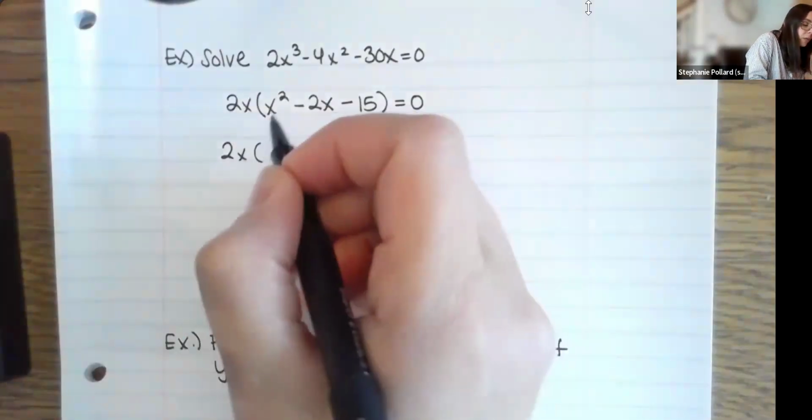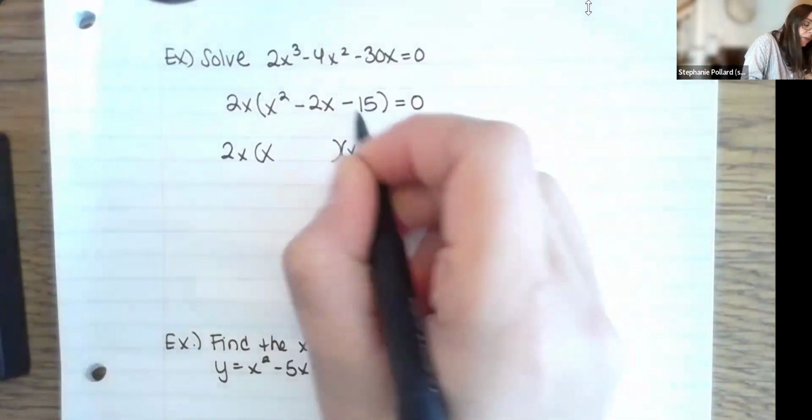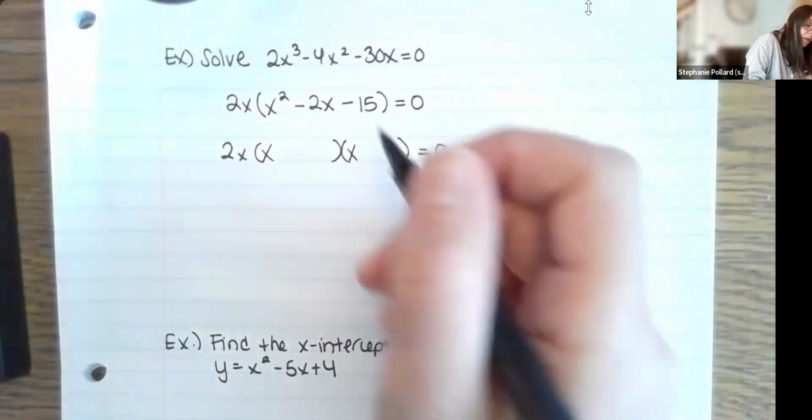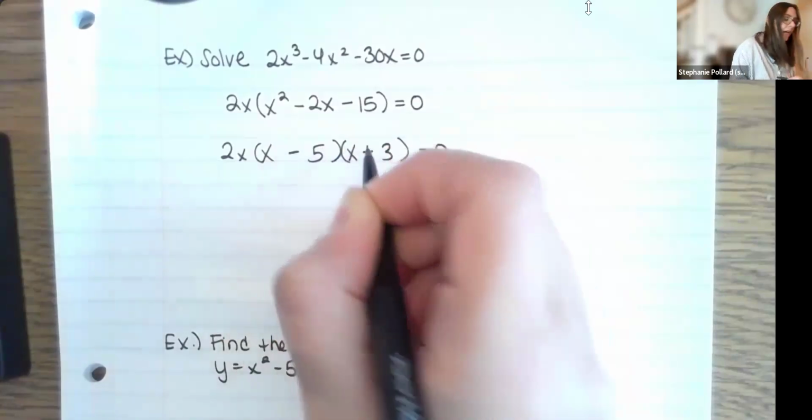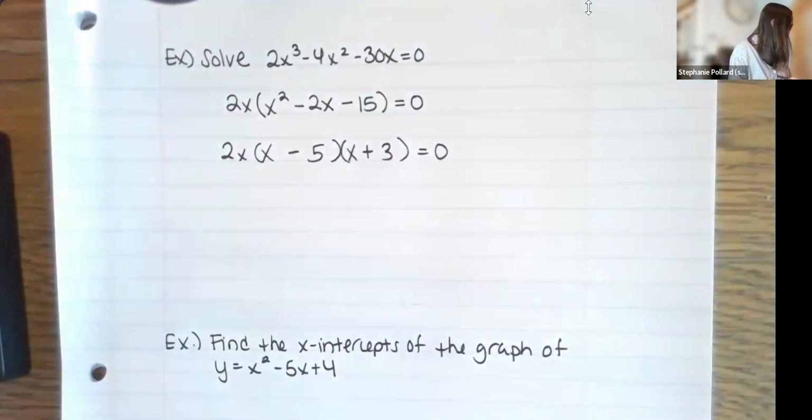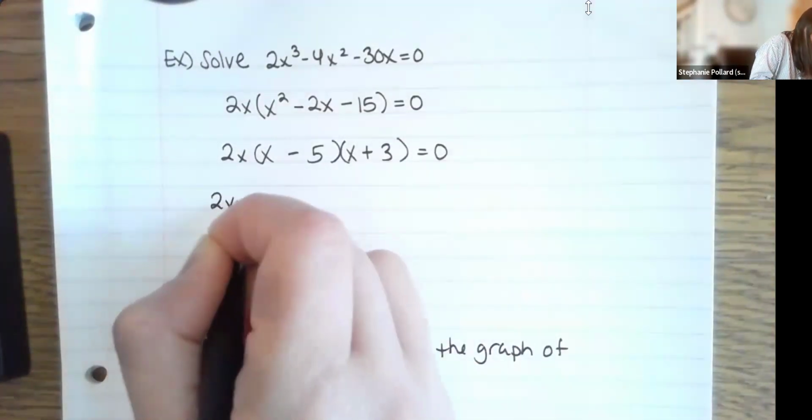So for x squared, it's going to be x times x. For 15, let's see, the one that's going to work here is 5 and 3. -5 and +3 will get us that -2x in the middle. Excuse me. So then I'm going to go ahead and just keep solving. I set each piece equal to 0.